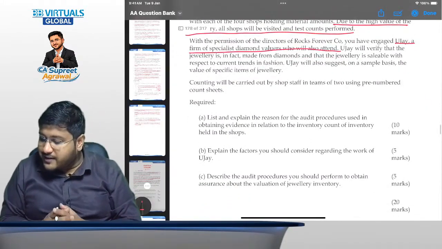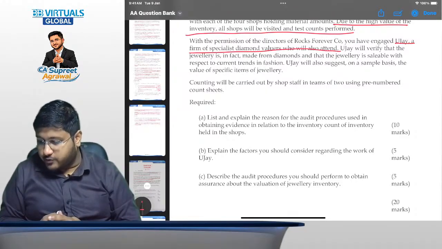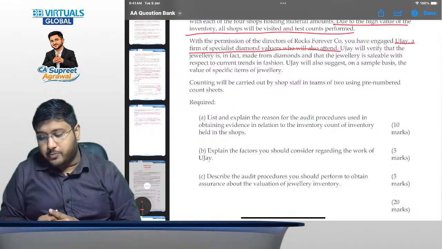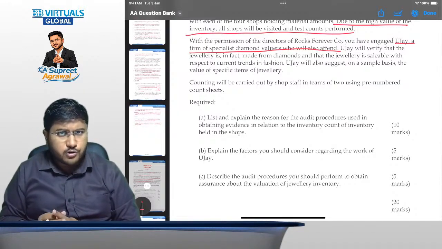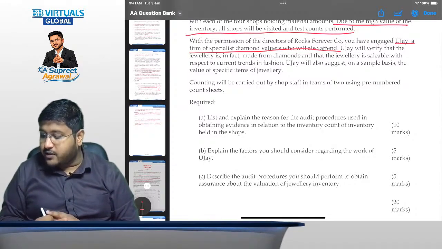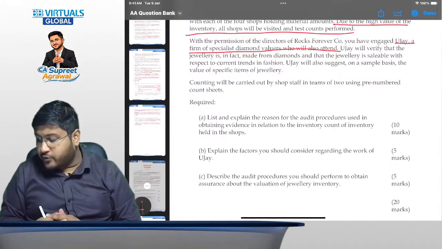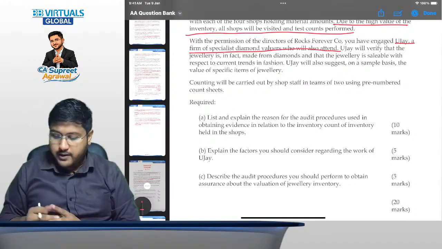Now list and explain the reason for the audit procedure used in obtaining evidence in relation to the inventory count of inventory held in shops. So all these audit procedures that are used, what is the reason for it? Then question B is explain the factors you should consider regarding the work of OJ. Then describe the audit procedure you should perform to obtain assurance about the valuation of jewelry inventory.